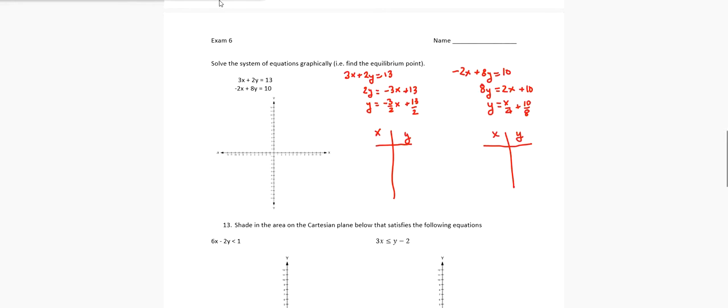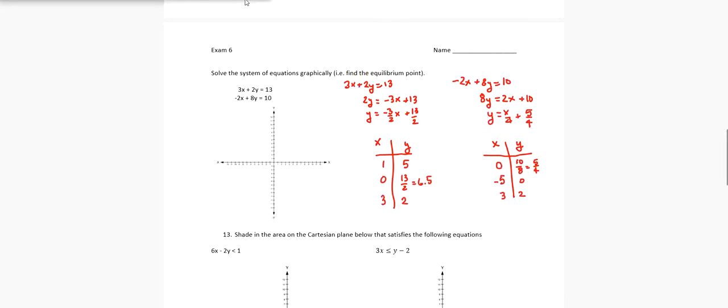x and y. Okay, so I've populated these tables with numbers, answers actually, but the goal here is for us to find where these 2 lines intersect, and that solves the system of equations. So we need to plot the 2 lines. For this first equation that I've written in terms of y here, when x equals 1, we get minus 3 halves plus 13 halves equals 10 halves, or 5. When x is 0, we get 13 halves, which is 6.5. And when x is 3, we got minus 9 halves plus 13 halves is 4 halves, or 2.